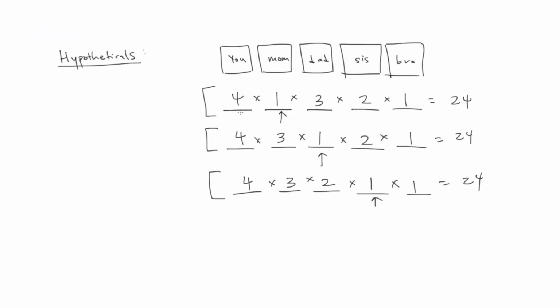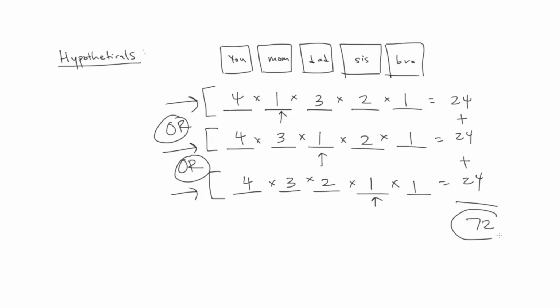Now these are hypotheticals, so this could be the end result of how your frames are organized, or it could be this hypothetical, or it could be this hypothetical. Whenever you have an OR situation, we add up those total results. So in this case, it would be 24 plus 24 plus 24, which gives us 72. There would be 72 total different ways that we can organize pictures of you, mom, dad, sister, and brother.